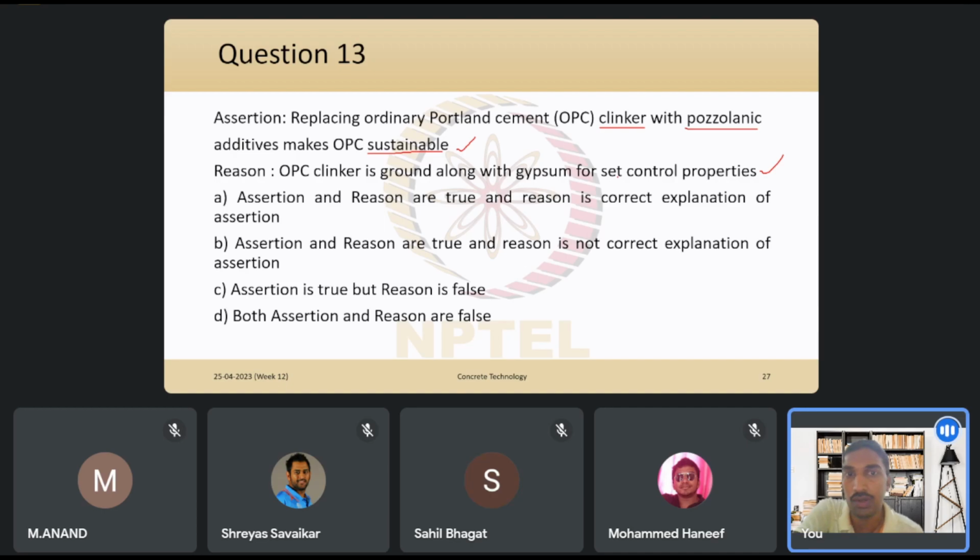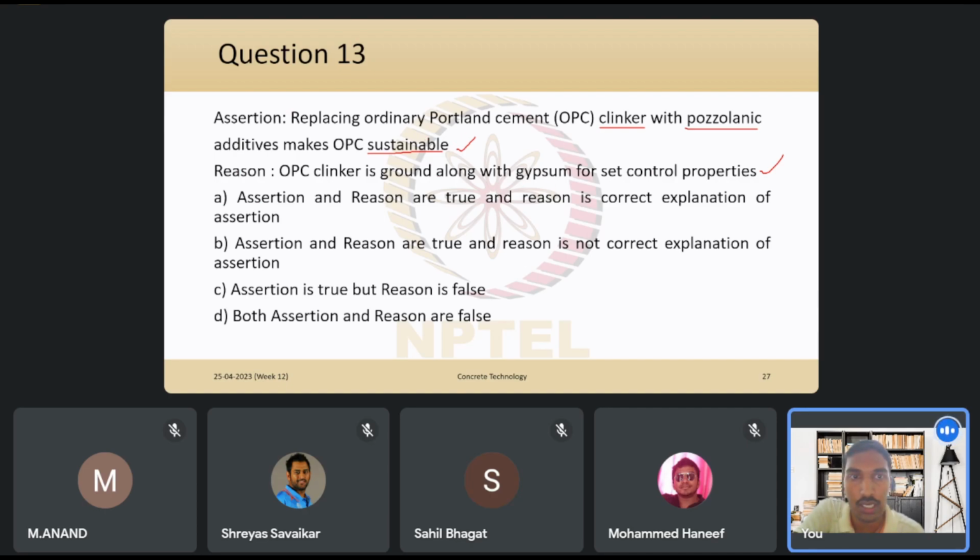So for controlling the setting properties, we add some gypsum, right? So that is also true. Adding gypsum is done for controlling the set properties. So that statement is also true. So the options could be A and B, but now we have to say whether this reason is correct or not. So how do we do that?